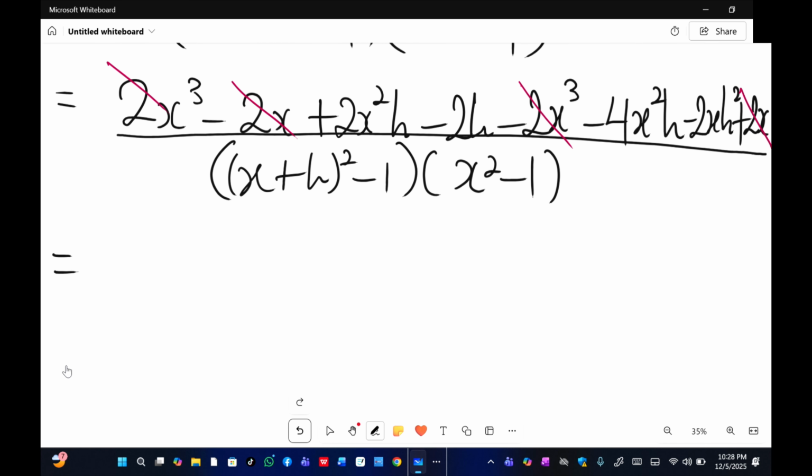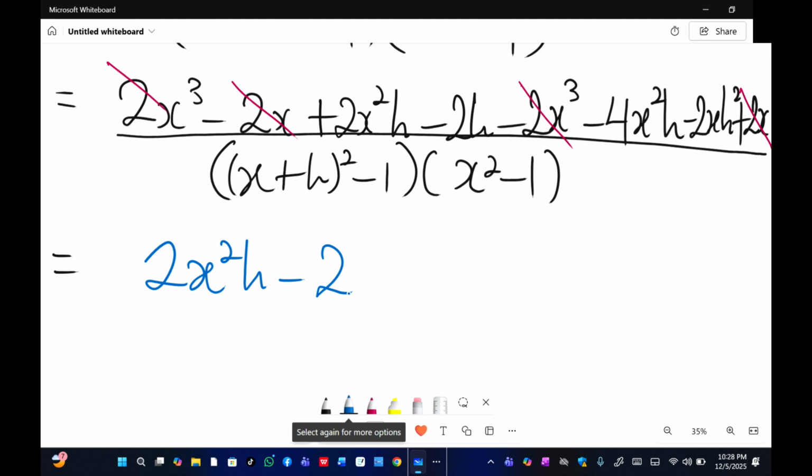So now we are going to get it as 2x squared h minus 2h, then minus. So we have like terms, but we have negative 4x squared h. Okay, yeah, the square is affecting. Okay, so then I think they are not like terms. So let us write them first. So minus 4x squared h minus 2x h squared.